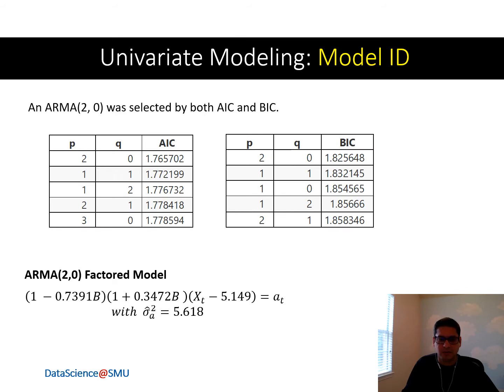For the model ID process, we use the AIC and BIC approach. Both AIC and BIC gave an ARMA(2,0) model as the best fit model. On finding the estimates, we found that the dominant root had a positive phi, which is quite consistent with the exponentially decaying ACF that we saw previously. The model had a white noise variance of 5.6.